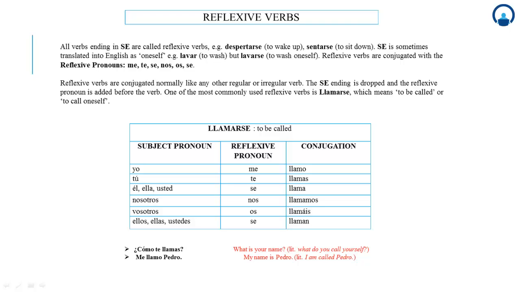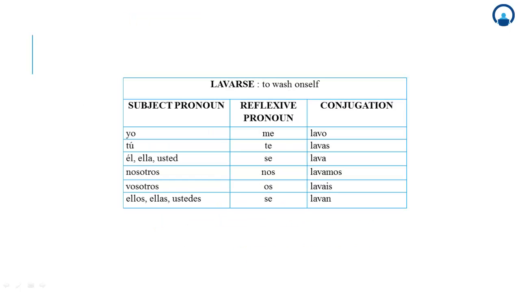We'll take up one more example of a verb called lavarse. Lavarse means to wash oneself. The conjugations of lavar would be lavo, lavas, lava, lavamos, laváis, and lavan. But since this is a reflexive verb, we'll combine it with the reflexive pronoun, and hence it would be me lavo, te lavas, se lava, nos lavamos, os laváis, and se lavan.